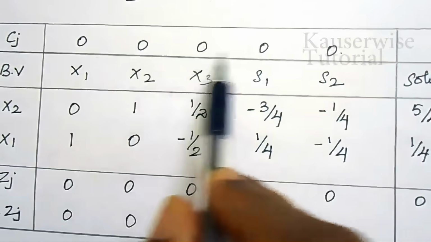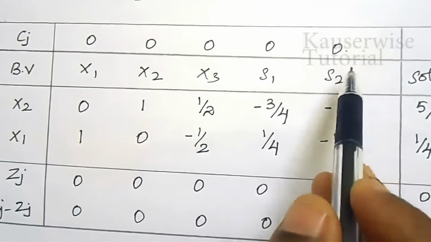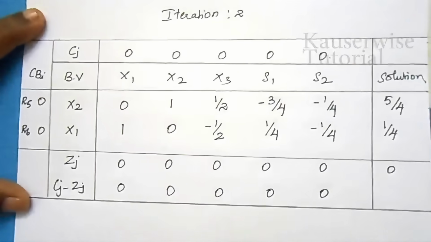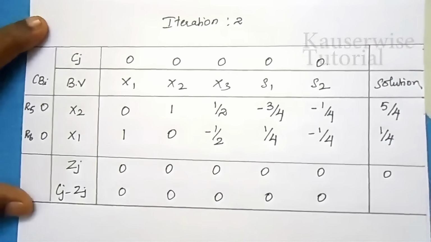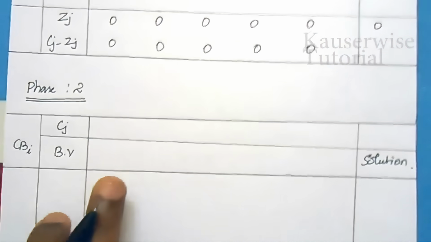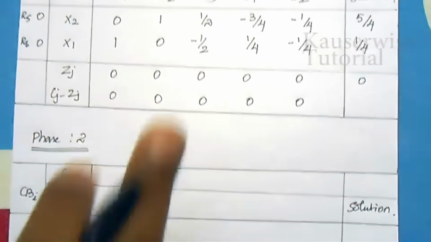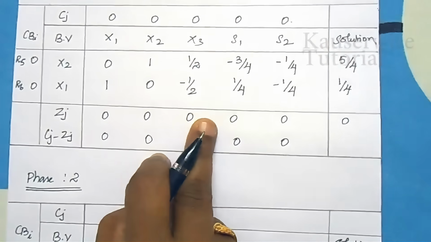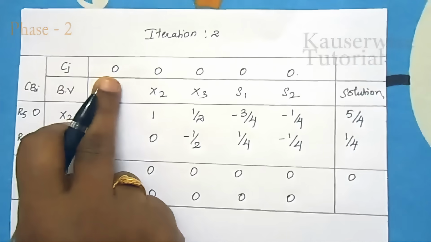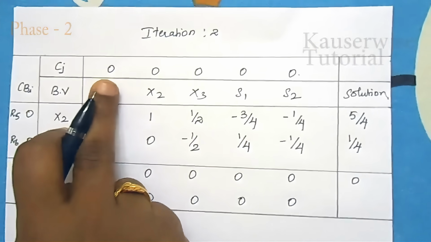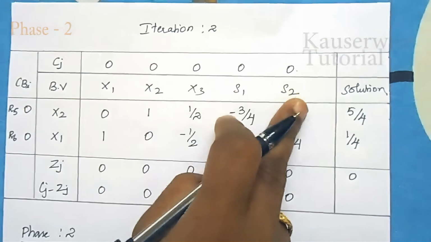We got 0 values in the objective function. Now we can proceed further. Now we have to go for phase 2. In phase 2, just write the values as it is from the optimal table but except the Cj values. For Cj values, we have to take the value from the original problem.